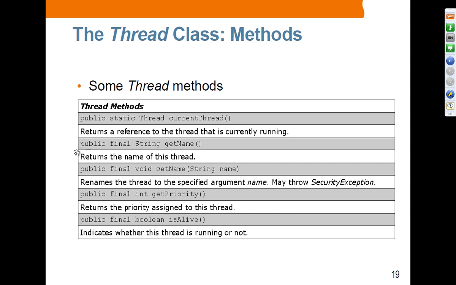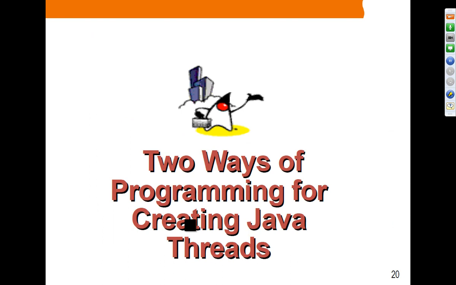And then it has methods such as currentThread. You can see this is a static method, right? This is the one that we used in exercise 1. We can get the name, set the name of the thread, and get the priority of that thread. We can see whether it is alive or not, meaning whether it is in fact running or not, and all that stuff. Now that's the Thread class.